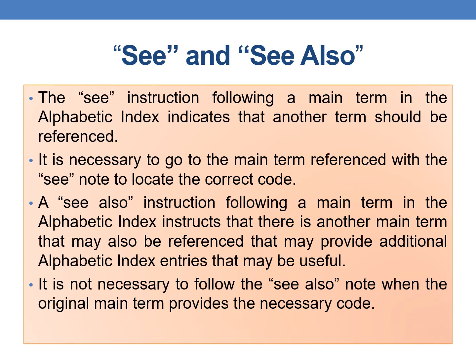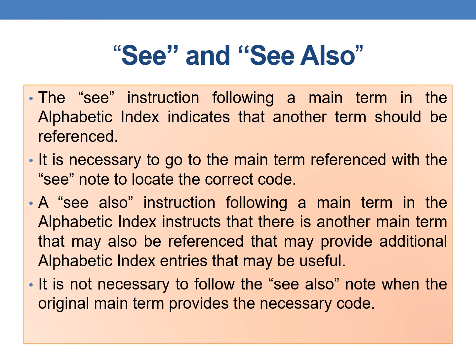Coming to next conventions, "see" and "see also." The "see" instruction following a main term in the alphabetic index indicates that another term should be referred. "See" indicates another term should be referred. It is necessary to go to the main term referred with the "see" note to locate the correct code.